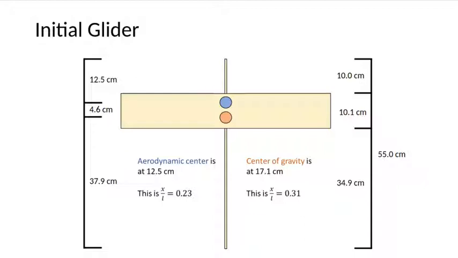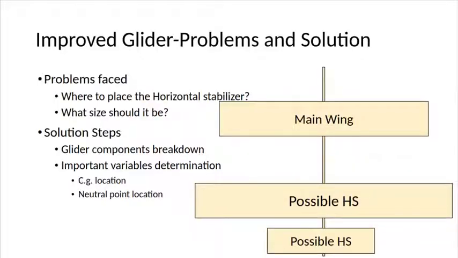So here's the original glider without a tail. Its aerodynamic center is at 12.5 centimeters, and its center of gravity is at 17.1 centimeters. And here the center of gravity is actually behind the aerodynamic center, and that makes this configuration unstable. That's because the aerodynamic center also acts as the neutral point of the glider, assuming that the fuselage contribution to the overall moment response is negligible.